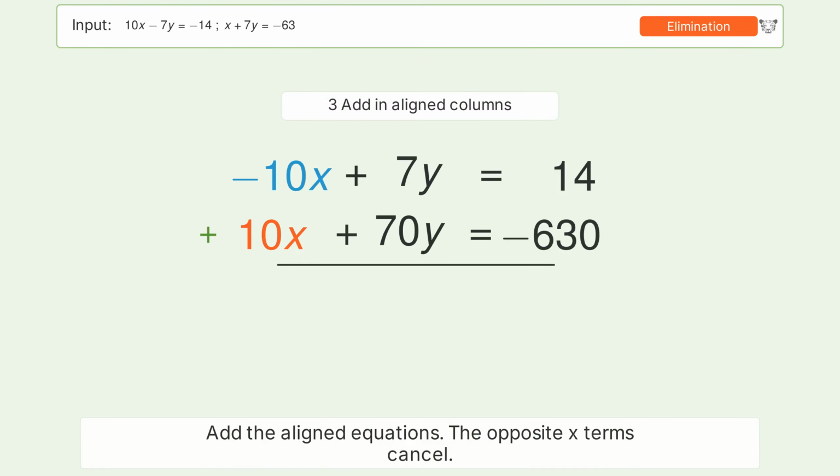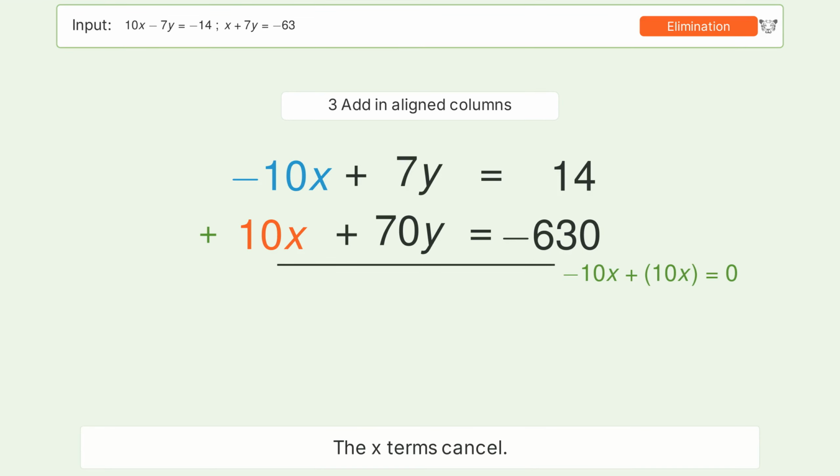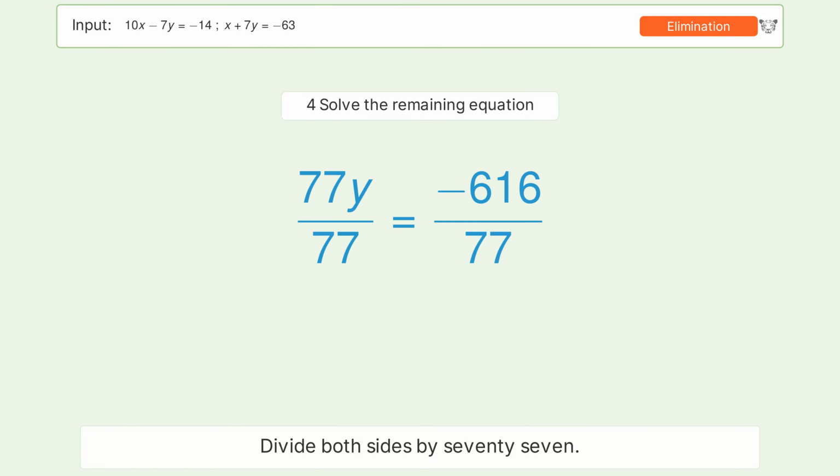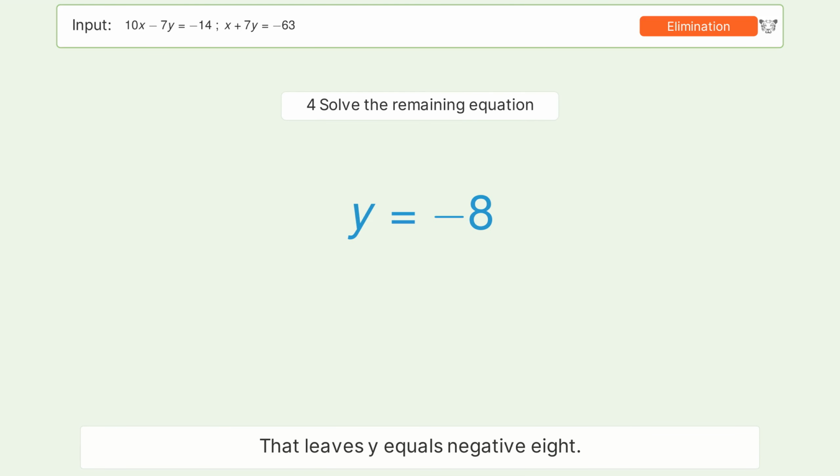Add the aligned equations. The opposite x terms cancel. The x terms cancel. The y terms combine to 77y, and the right sides combine to -616. Divide both sides by 77. That leaves y equals -8.